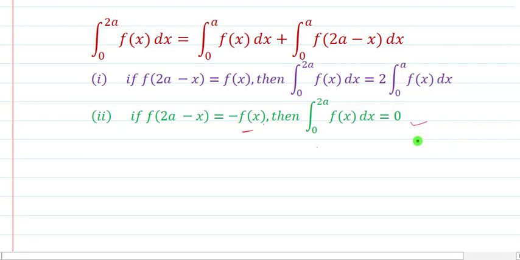So let me illustrate the use of this property in the following examples.